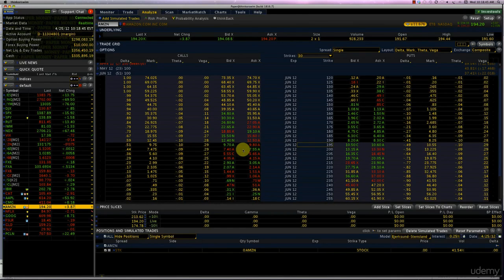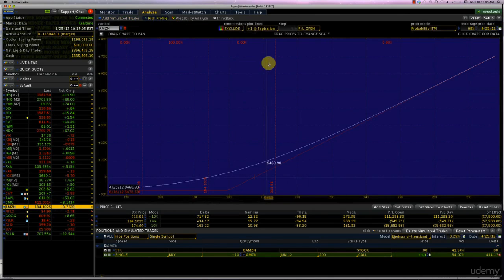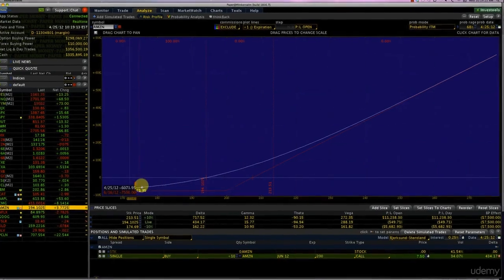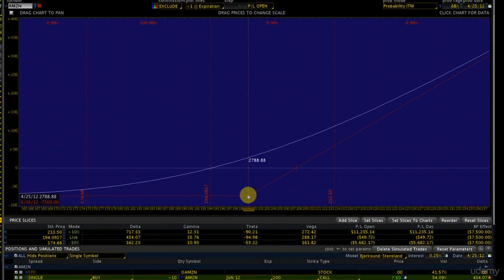If I wanted to buy this, let's say we have 10 contracts of Amazon of the June series at the 200 call strike price, which is just a little bit out of the money. And this call is going for about $7.50. So let's look at its risk profile and try to understand this position a little better. So this is what our risk profile looks like. We have the horizontal lines. This is the 200 strike price.